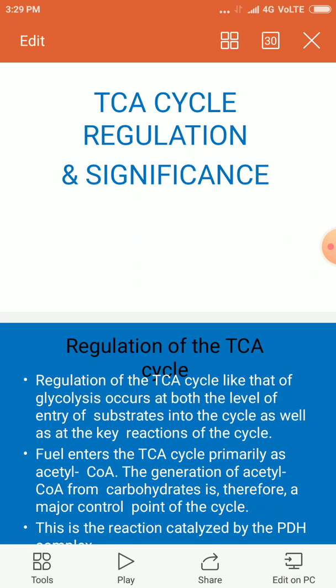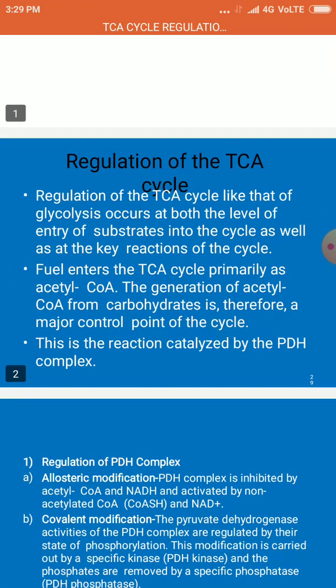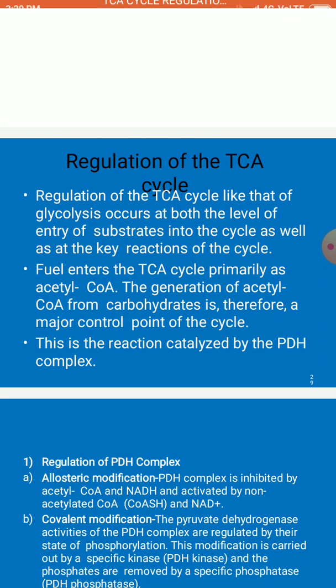First of all, the regulation of this TCA cycle is the same as that of glycolysis, what we have seen in the glycolytic pathway, which occurs both at the level of the entry of the substrates into the cycle as well as at the key reactions of the cycle. The fuel which is going to enter the TCA cycle primarily as acetyl CoA, that is pyruvate to acetyl CoA formation. So the generation of this acetyl CoA from the carbohydrates is therefore a major control point of this particular TCA pathway.